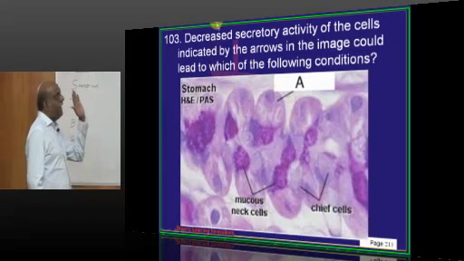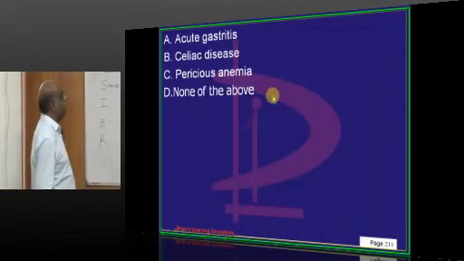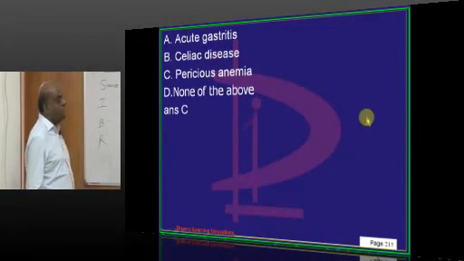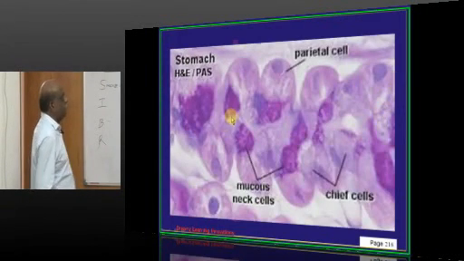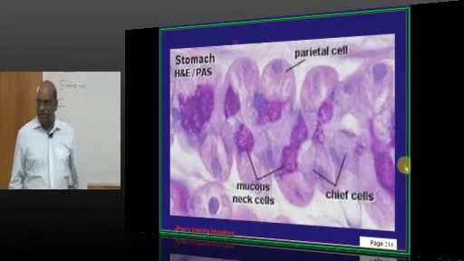Decreased secretory activity of these cells is indicated in this image. Where do you see this? Typically in pernicious anemia. So this is a typical histological finding of the parietal cell classically.